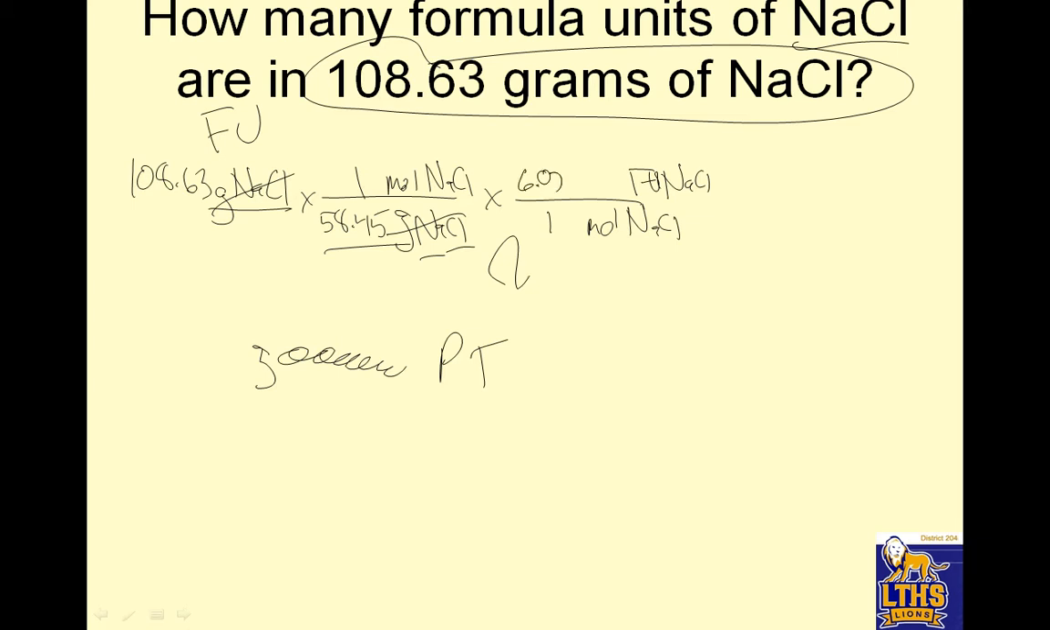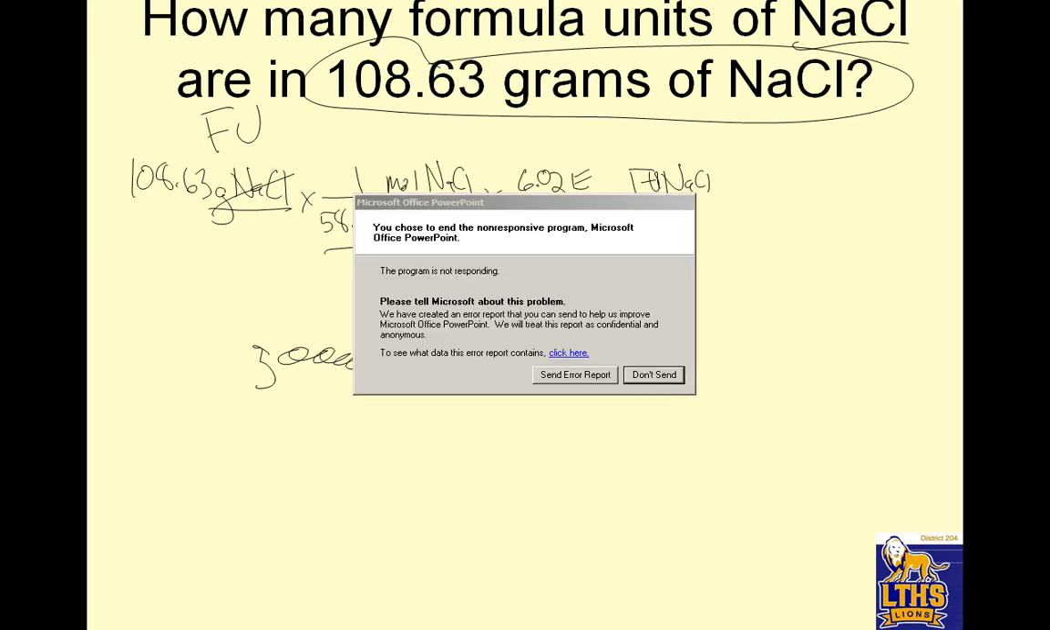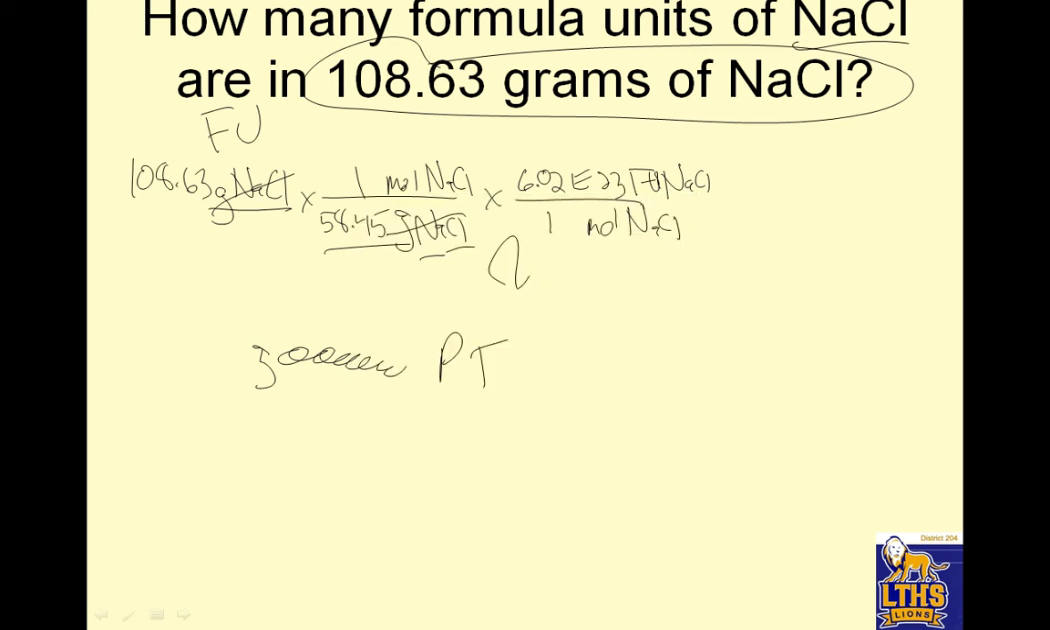Well, a formula unit, remember, is that little itty-bitty particle thing. So it's 6.02E23. Then we put it in our calculators: 108.63 divided by everything at the bottom, 58.45, times 6.02E23 equals 1.12E24 formula units of NaCl.